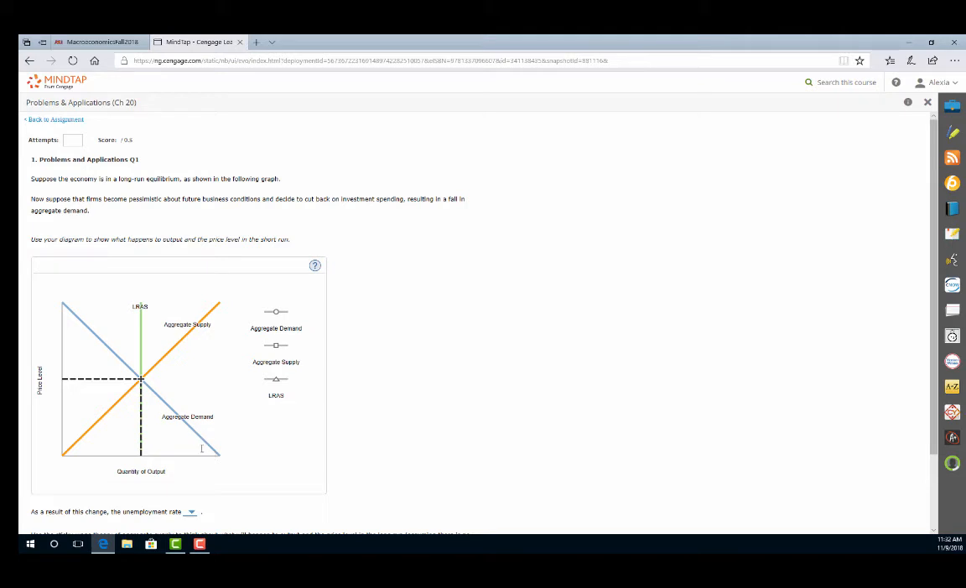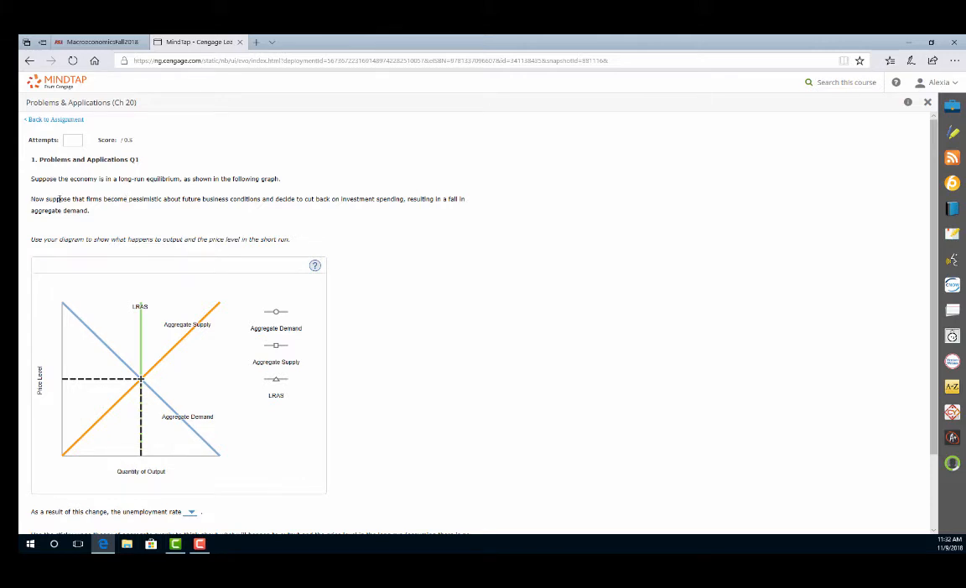And then we have our aggregate demand curve, which, again, quick reminder, represents the demand for all goods and services. So remember, we have the consumer consumes, the firm invests, the government spends, and then we have our net exports, so exports minus imports. So that's a quick reminder of aggregate demand and supply. So let's start with the questions.